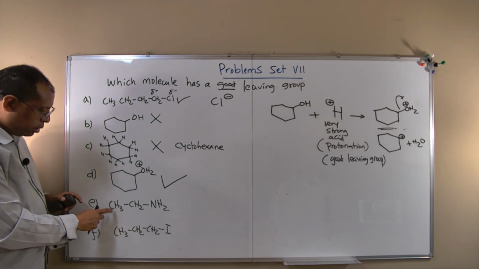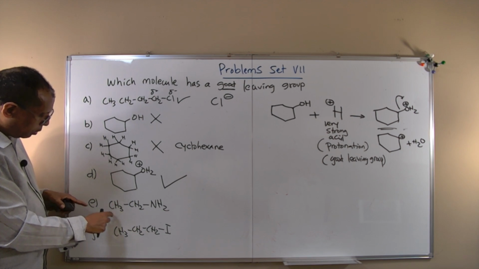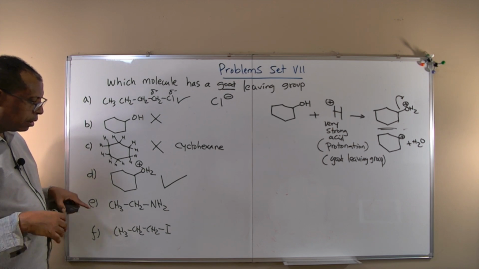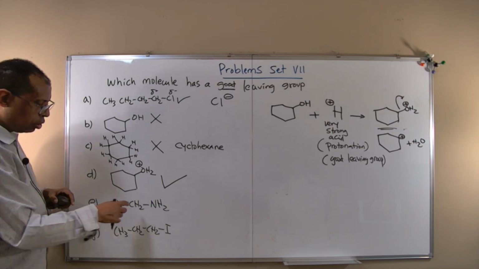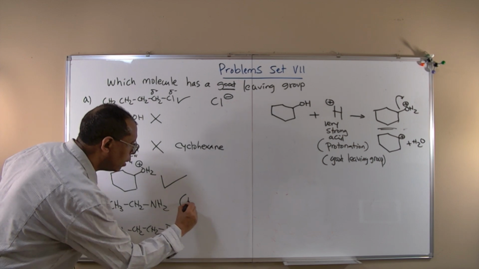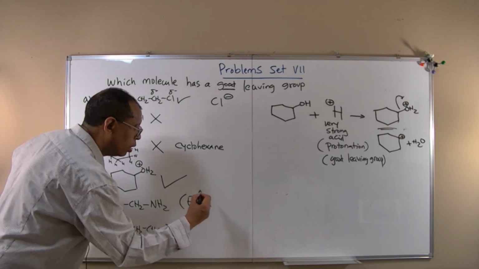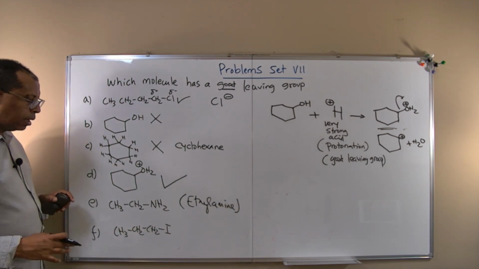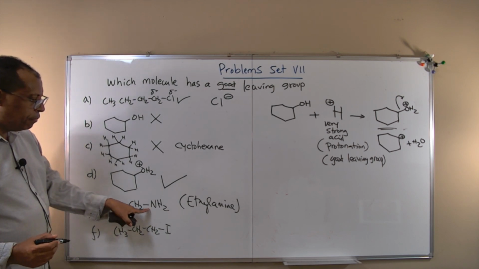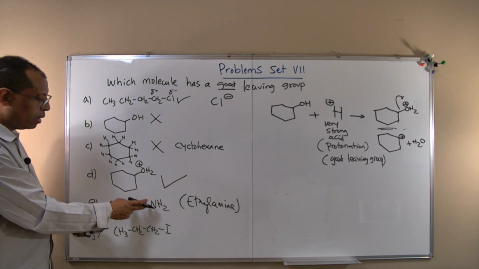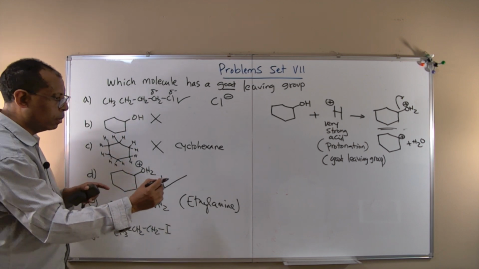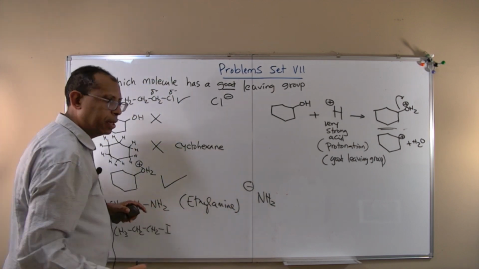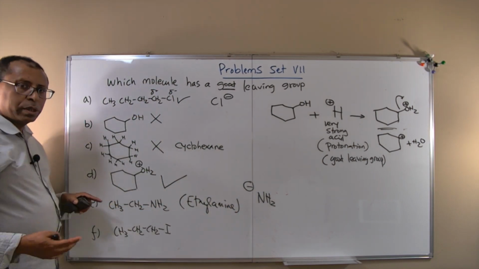Now, let's continue with this. This is ethylamine. It's an amine compound because it has NH2. Its name is ethyl. I'm teaching you a functional group as well. This is ethylamine, an amine compound. If you remember, NH2 minus is an even stronger base than OH minus. NH2 minus is a very strong base. That's what we are contemplating.